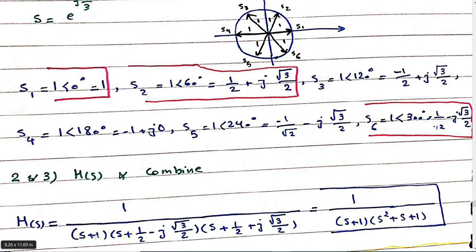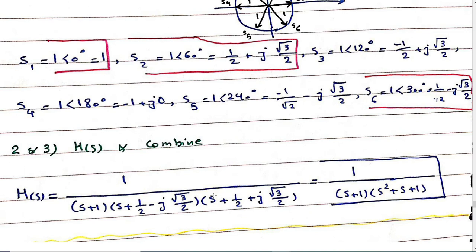So we have s plus 1. And another one is this. So we have plus half plus j multiplied by square root of 3 over 2. If you multiply these 3 terms, you will get this. Sorry, these 2. You multiply this one by this, you will get this. So this is the transfer function for this question.